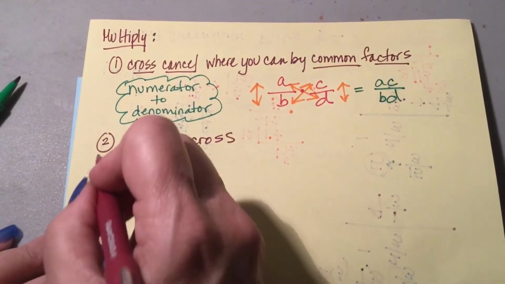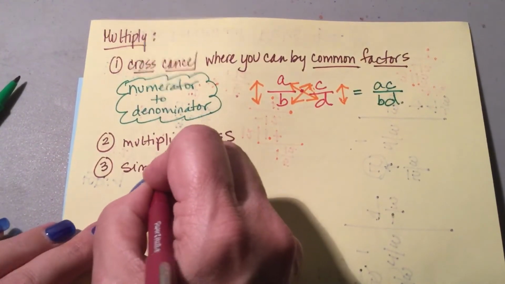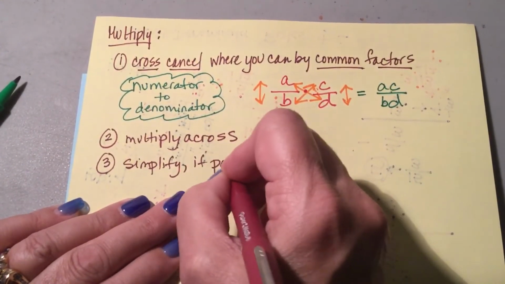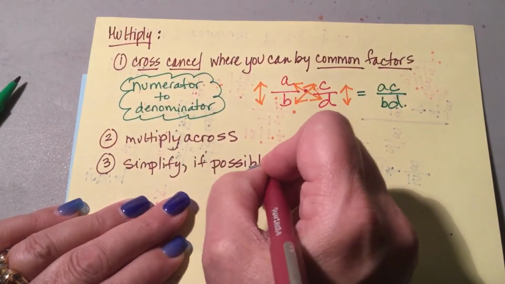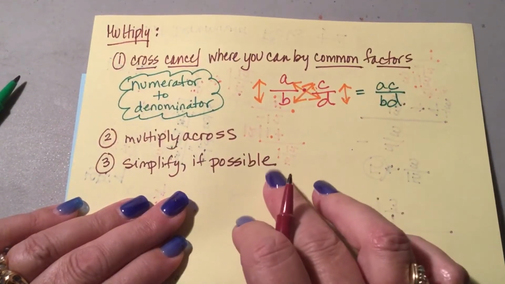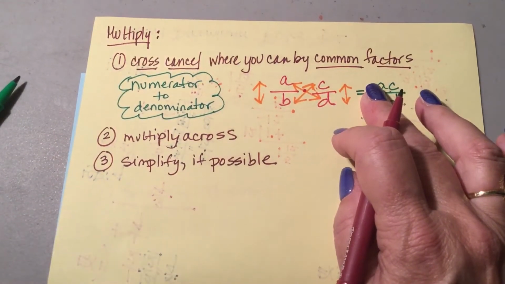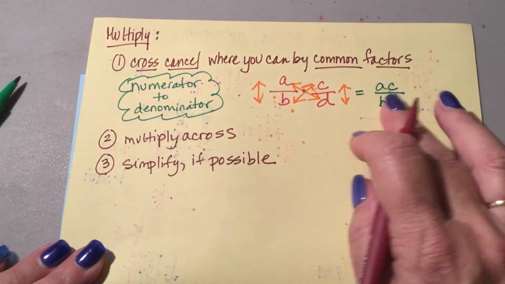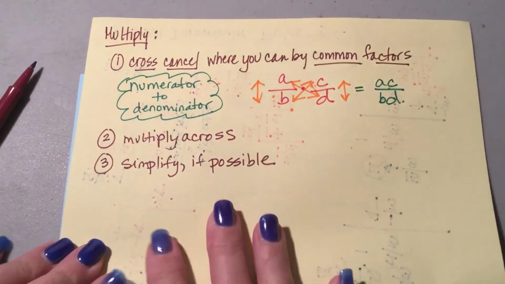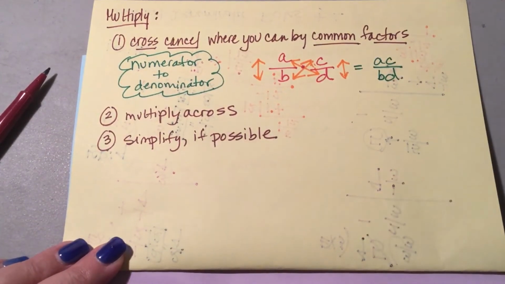And then number 3, simplify if possible. I'm going to tell you right now, if you did your canceling correctly, if you canceled everything that you were supposed to and you multiply, this isn't going to happen. You don't need step 3. If you do everything you're supposed to do in step 1, then step 1 and step 2 will take care of everything. But if you leave anything behind, this is going to make you think about it. So we're going to do one example here, and we are going to work it out.